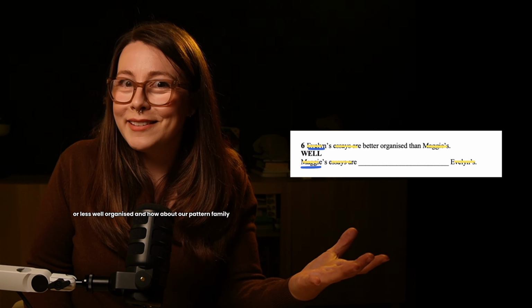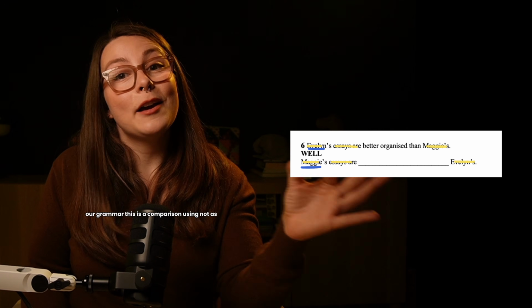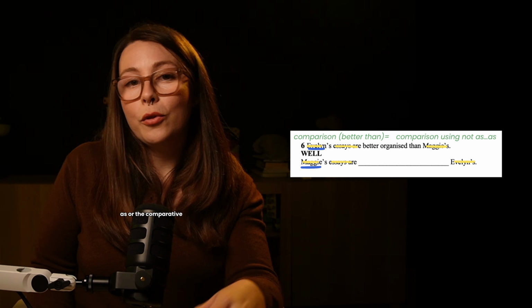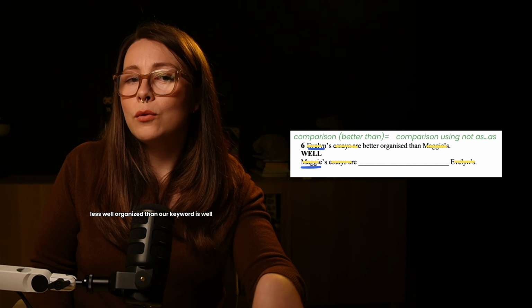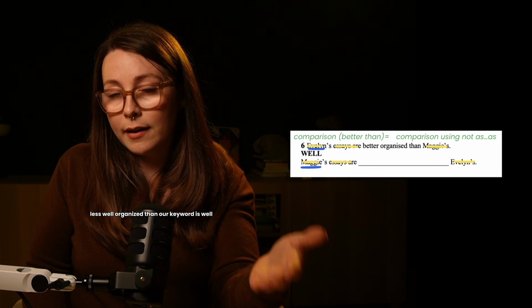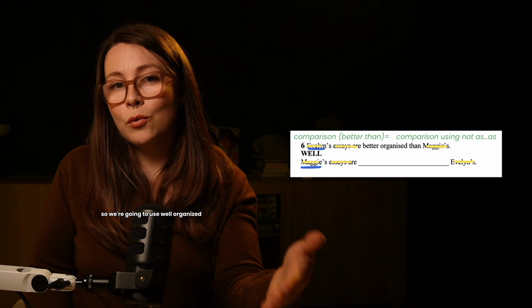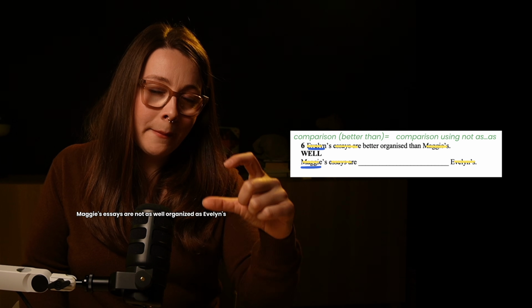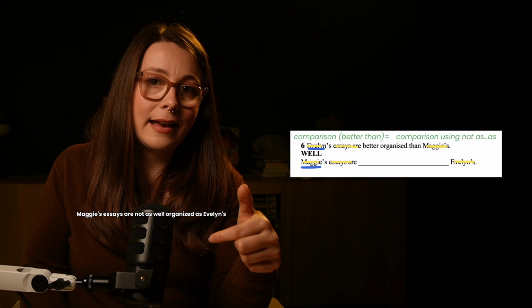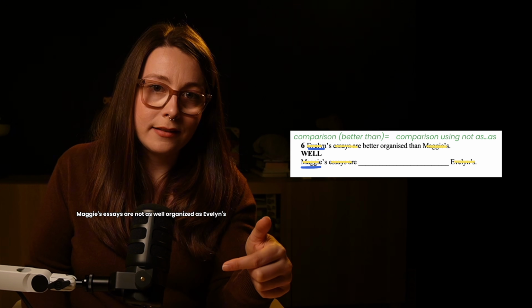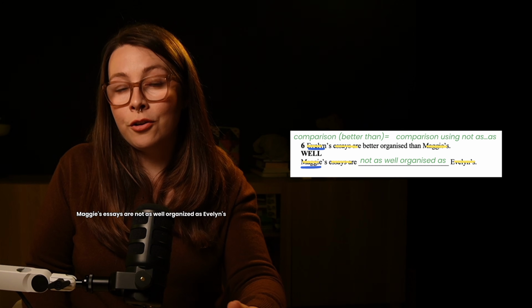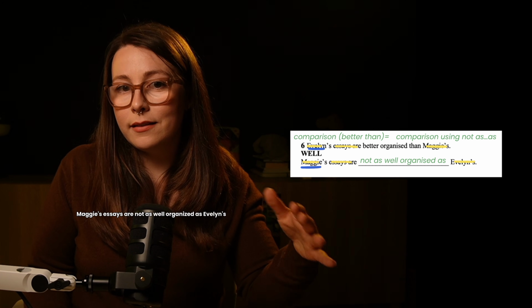And how about our pattern family, our grammar? This is a comparison using not as, or the comparative less well organized than. Our keyword is well, so we're going to use well organized. Now, since we've flipped from Evelyn to Maggie, Maggie's essays are not as well organized as Evelyn's. So again, let's try to write our answer. Maggie's essays are not as well organized as Evelyn's.